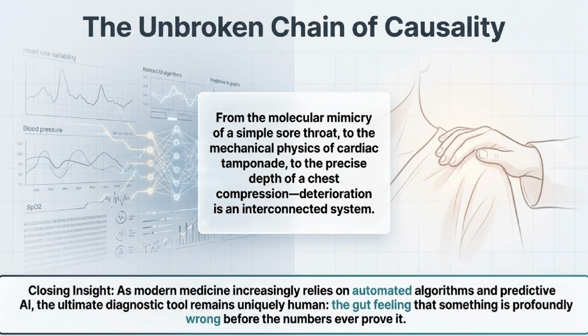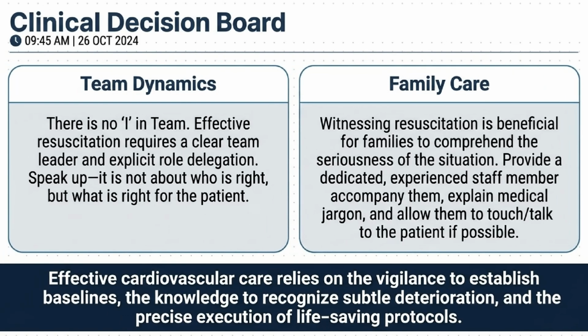As modern hospitals increasingly rely on automated algorithms, wearable continuous monitoring, and predictive AI to catch clinical deterioration, I want to leave you with a thought to mull over. Will that deeply human instinct, that crucial, unquantifiable, worried or concerned criterion on the medical charts eventually become obsolete? Or is the human element, that gut feeling that something is profoundly wrong before the numbers ever show it, the one variable that technology can never truly replace?